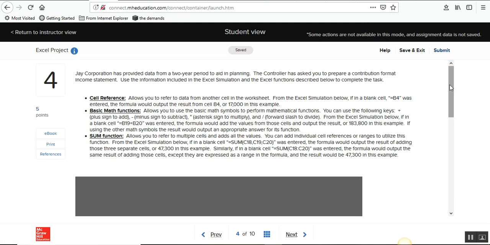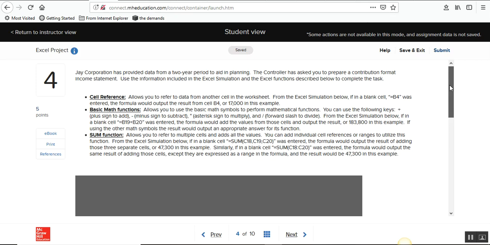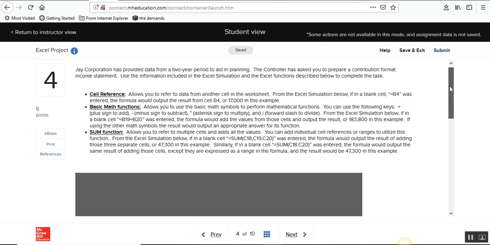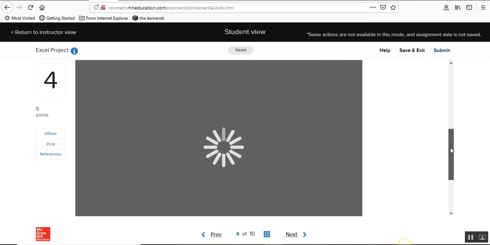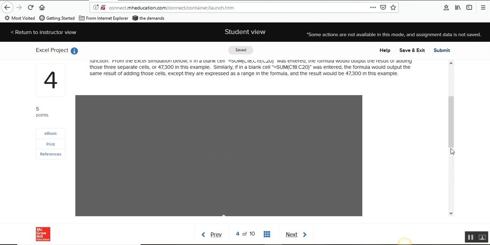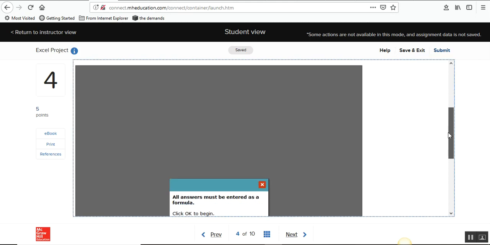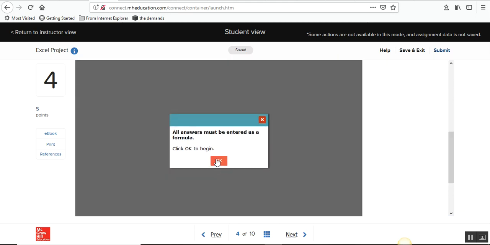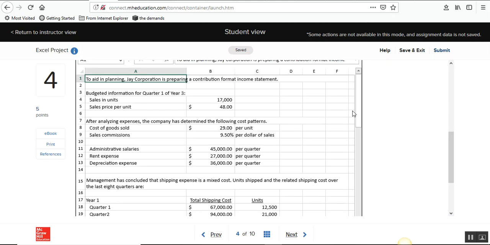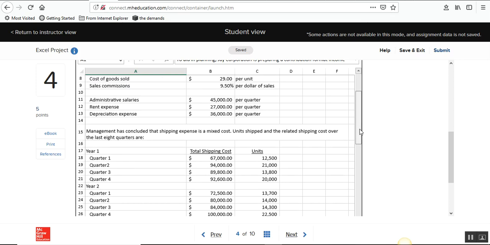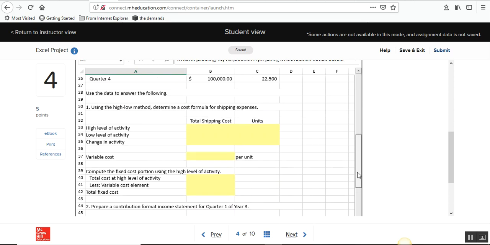In the fourth one, we're going to look at contribution format income statement. And this information, I believe, will come from chapter 5. It also involves some of the cost volume profit analysis, but there is something else in here that I want to show you. And they mention using the high-low method to determine a cost formula for the shipping expenses. Well, I want to show you that.